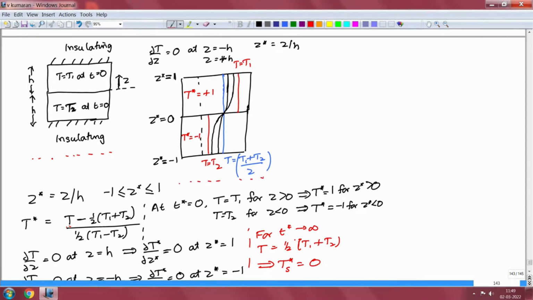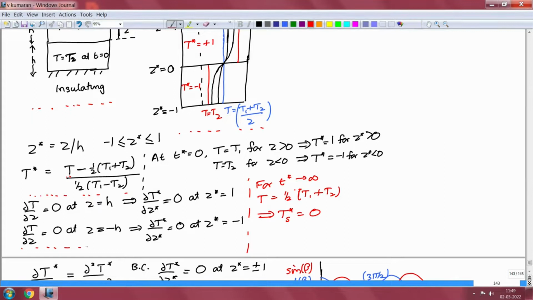In the long time limit, the temperature has to be the same throughout the material at steady state, and that has to be the average temperature of the two slabs. So, we had defined a scaled temperature by subtracting out that average temperature, that steady temperature. Because it is a constant, I can always use that to define the scaled temperature, and therefore, we had the conditions that the temperature gradients are 0 at z star equal to plus 1 and z star equal to minus 1.